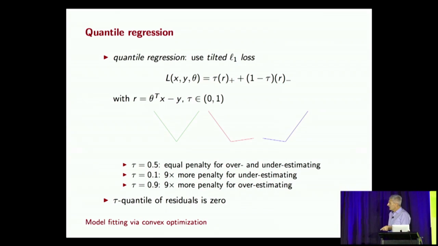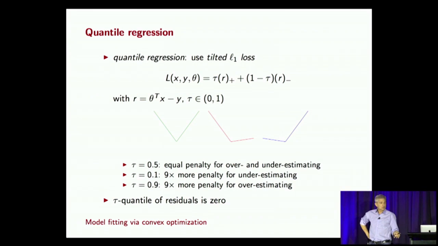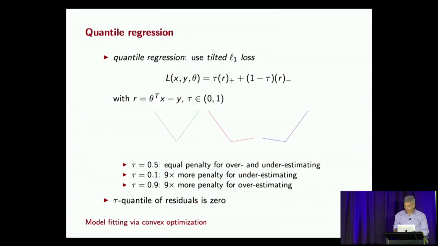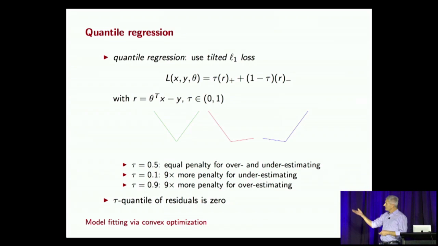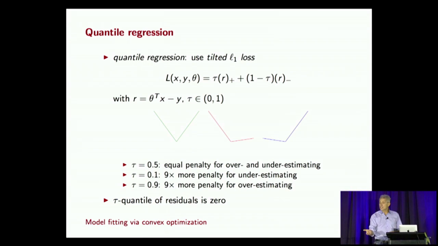For example, if tau equals 0.5, the interpretation is you have an equal penalty for overestimating or underestimating, right? And if tau is, let's say, 0.9, it means there's 9 times more penalty for underestimating than overestimating, okay? And you can show, and the reason it's called quantile regression, is that when you do regression with this loss function, the tau quantile of the residuals is 0, right? So for example, you could make a 90% quantile fit. You could make a median fit and a 10% quantile.